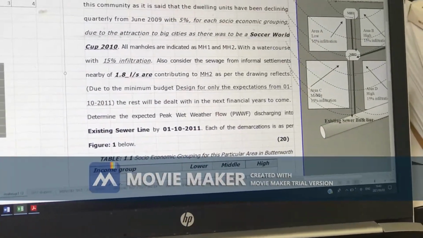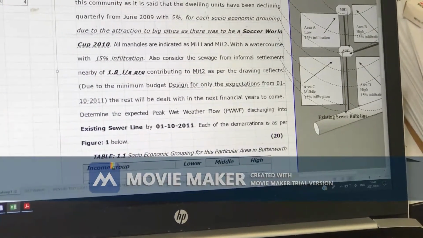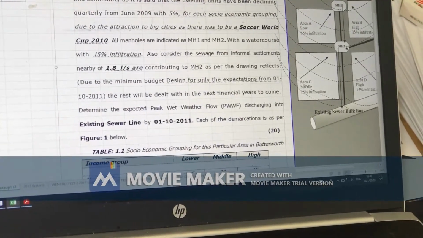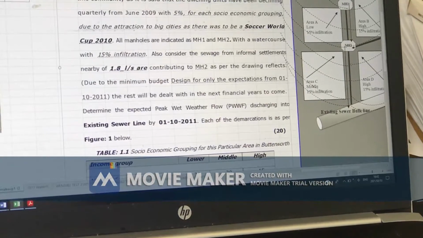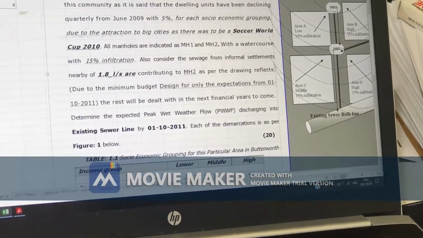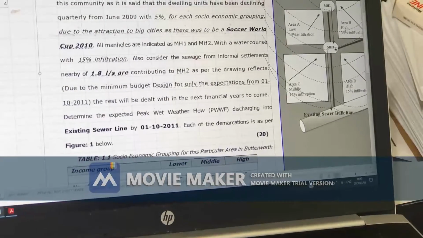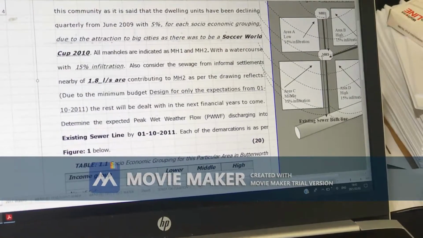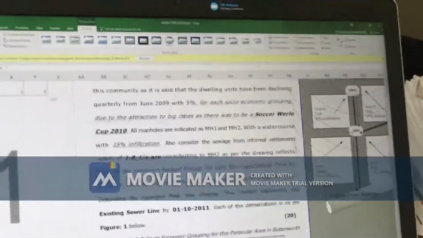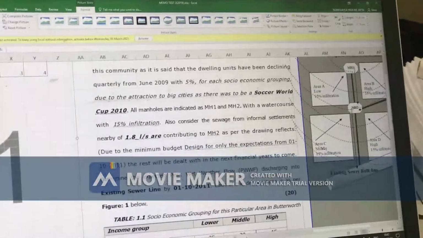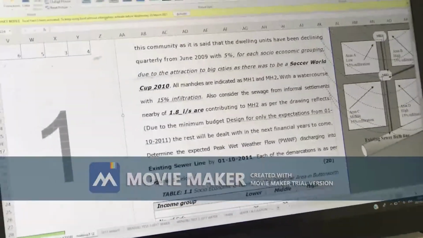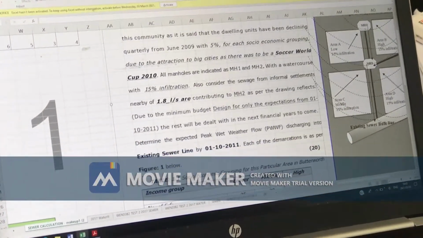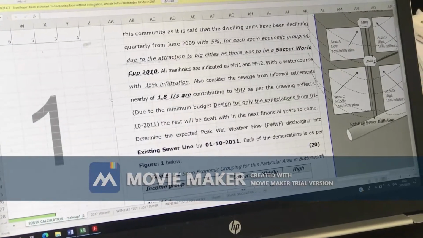They are saying to us we must determine the peak wet weather flow discharging into the existing sewer line by the 1st of September 2011, as the data is sitting from 2009 and declining with 5% due to the 2010 Soccer World Cup. And we noted that we've got an informal settlement contributing at manhole 2, cited at 1.8 liters per second. Now, each of the demarcation is as per figure 1 below.